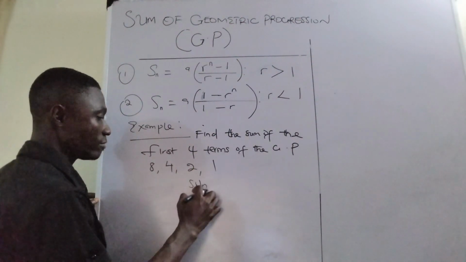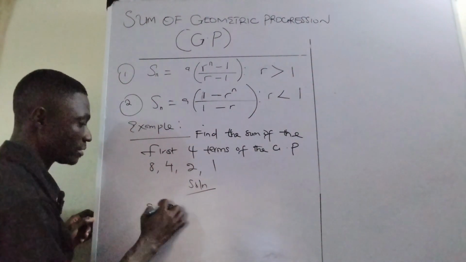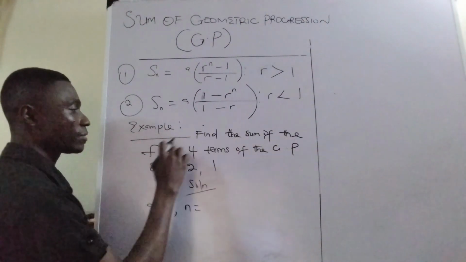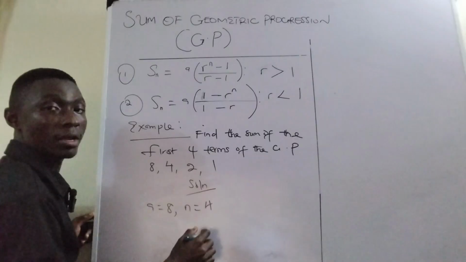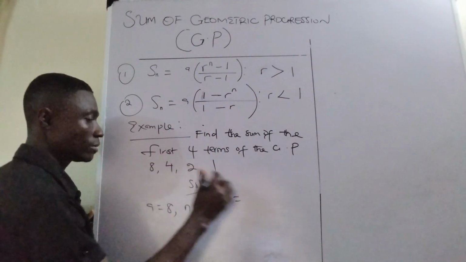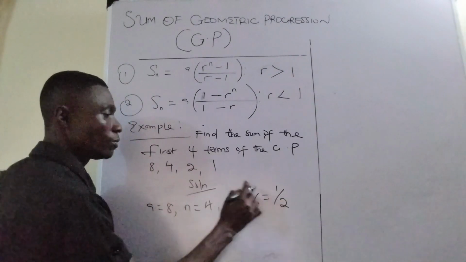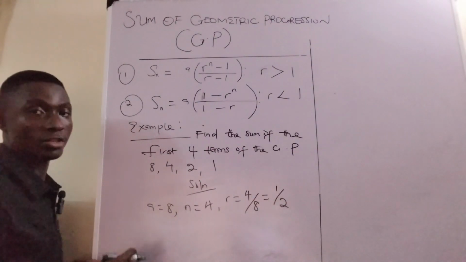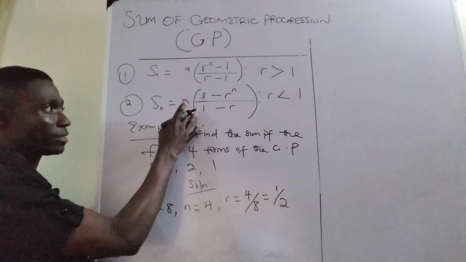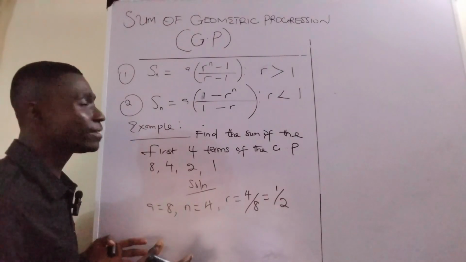So very normally we have to bring out our parameters. Our A here in this case can clearly be seen to be 8. And now about N, we're asked to find the first four terms, so N in this case is actually 4. And what's our R? R can be given as 4 divided by 8, and that's 1 over 2. 4 cancels itself once and goes into 8 two times. So to that end, we can see the formula that suits this. It is actually the second one, because R, 1 over 2, means a half, and that's clearly less than 1.